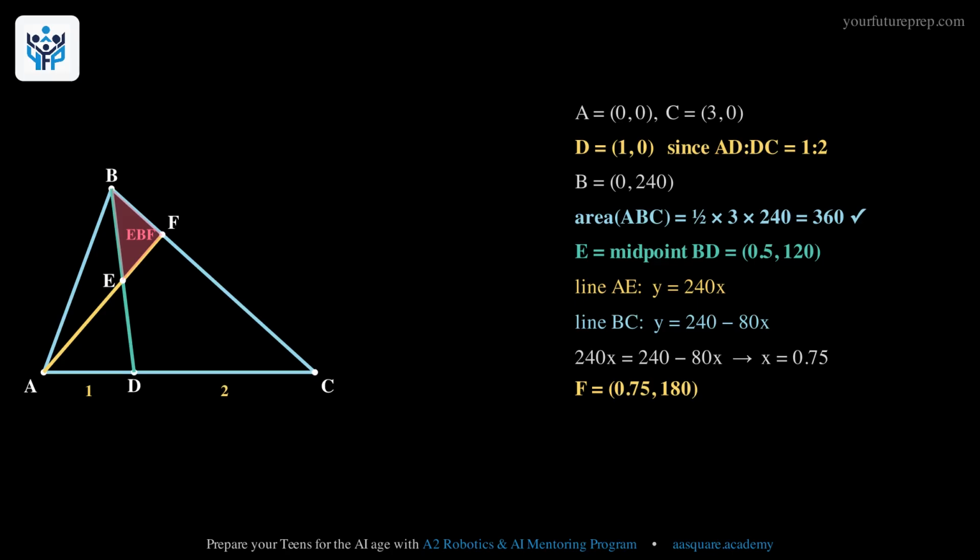So its equation is y equals 240x. Line BC goes through (0, 240) and (3, 0), so its equation is y equals 240 minus 80x.